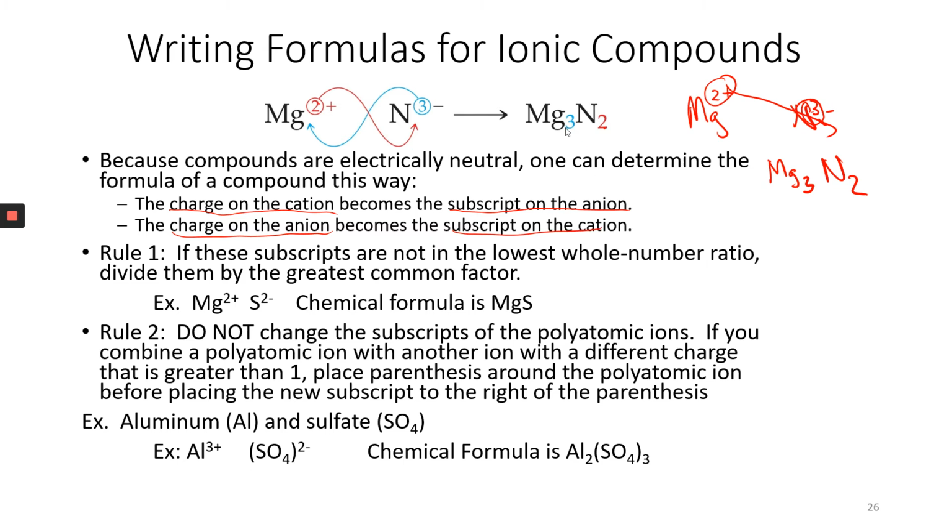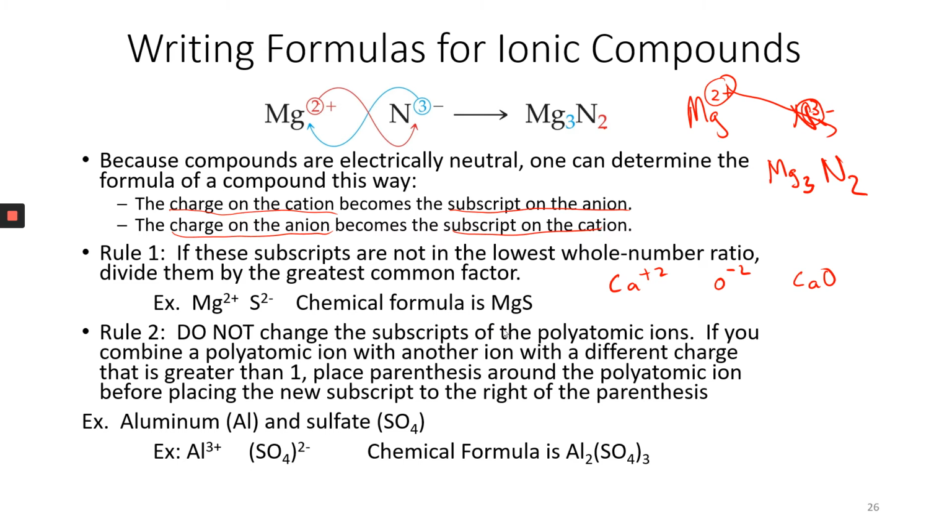What if these numbers are the same? Well, when you write your formula, you want to write it in the simplest whole number ratio, sort of like an empirical formula. So if I have calcium and oxygen, they both have the same charges. Instead of writing Ca2O2, it just simplifies down to CaO. Same thing here for magnesium sulfide.